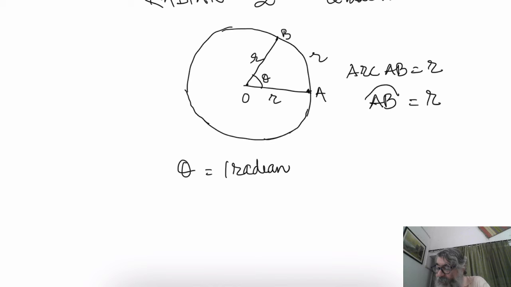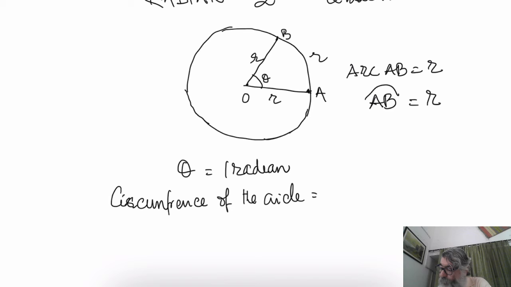So please understand the complete circle. The circumference of the circle is how much? The circumference of the circle is 2 pi r. Are you understanding?